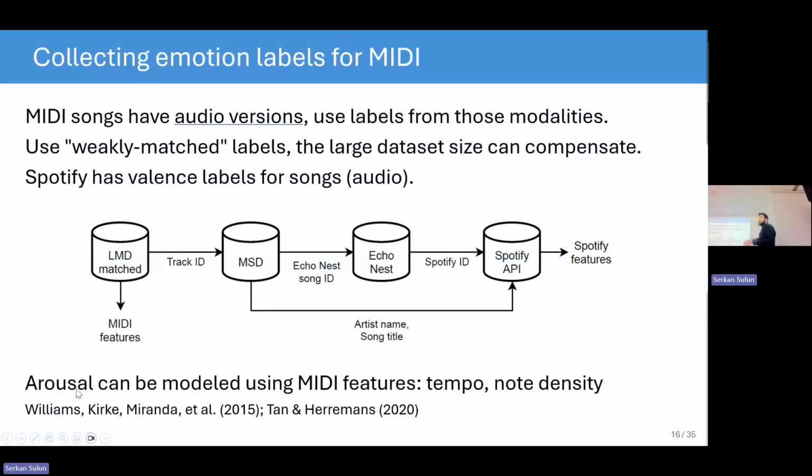And arousal means how active your music is. It's easier to model. It's not as complex as pleasantness or unpleasantness. And the state of the art also does it. They model arousal using MIDI features such as tempo and note density. So if a song is fast, we can say that it's an active song. In gyms, when you're running, you try to have music with high BPM. It's because it has high arousal. So they correlate quite well. So we can extract the MIDI features, which we can use to model arousal, just arousal. And the valence is taken from Spotify.